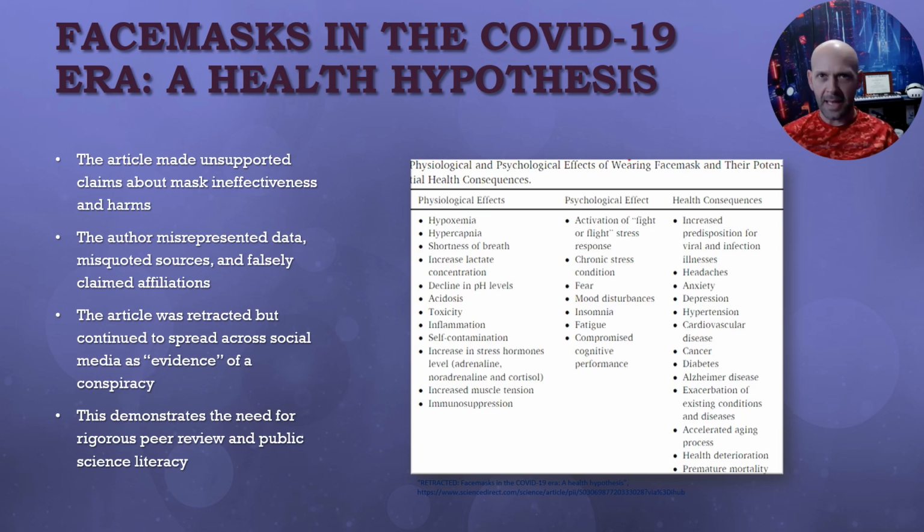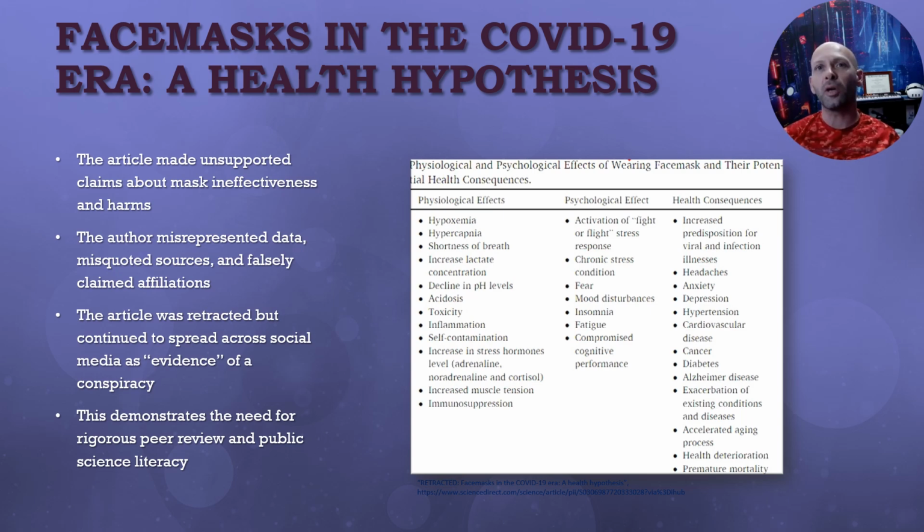A powerful example of COVID-19 health misinformation is a retracted article titled "Face Masks in the COVID-19 Era, a Health Hypothesis." The article was published in an Elsevier journal called Medical Hypotheses in November of 2020 and retracted about 6 months later. The author selectively cited and misquoted published papers, distorted the data and science around the effectiveness of face masks, and inaccurately stated that he was affiliated with Stanford University and the VA Palo Alto Health System.